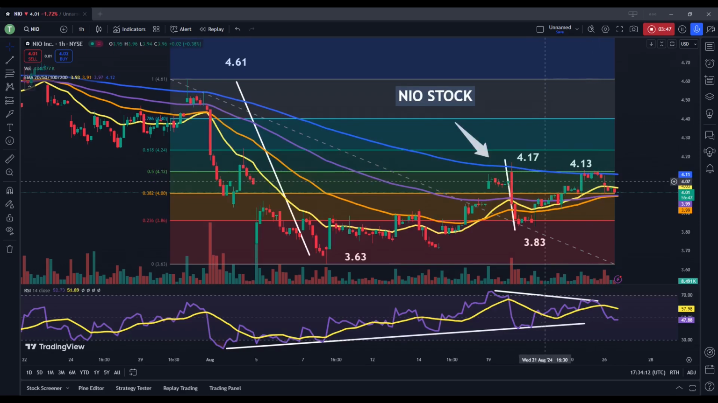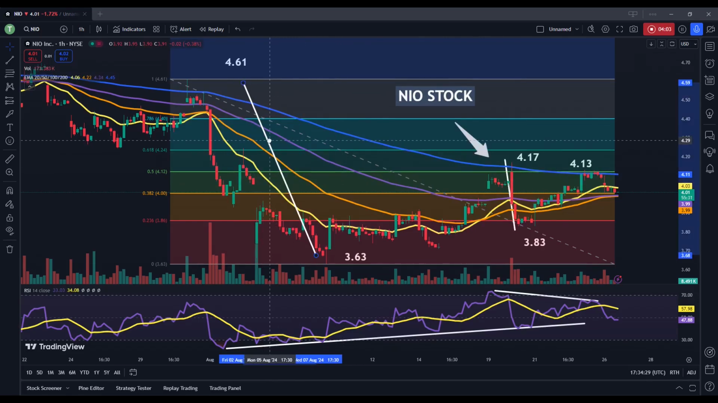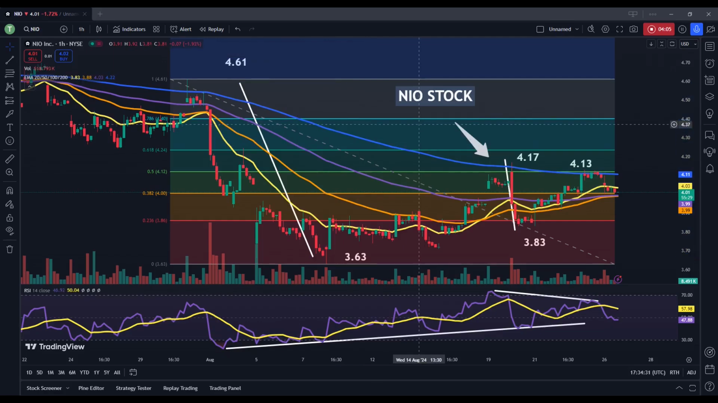So essentially what you have here is a threefold resistance area. Number one, you've got this historical double top resistance. Two, you've got this declining 200-hour exponential moving average. And then three, you have this 50% retracement level for the aforementioned declining price move.